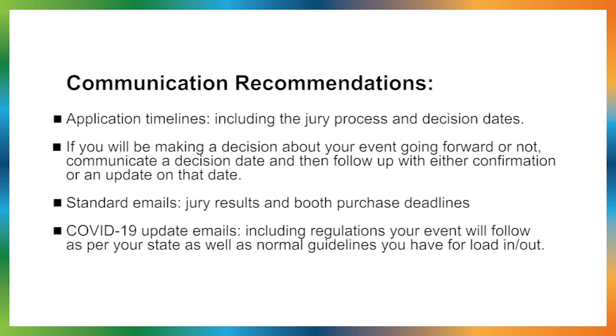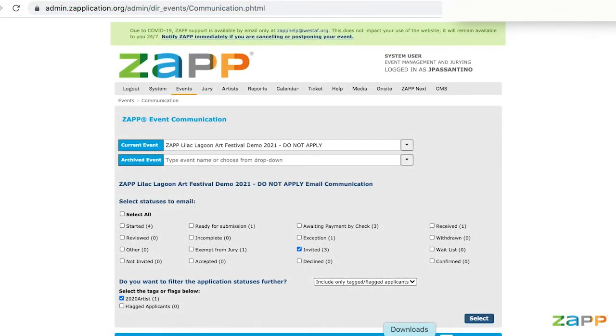And then a COVID update email, just including regulations your event may need to follow as per your state, as well as the normal guidelines you would have for load in, load out. So just remembering to keep COVID in mind in your communications, because when we're looking through what artists are saying, we do see a lot of, like, oh, I wonder how this is going to be impacted, or I wonder if this event is still moving forward. So kind of keeping COVID in mind, even as we move out of it.